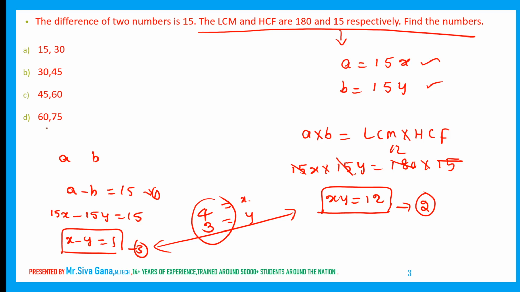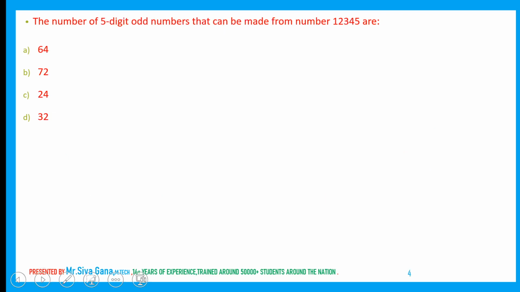60, 45, that was there in the option. That's our numbers: 15x, 15y. So 15 4s are 60, 15 3s are 45. 45, 60 are our numbers. That's it. There are two important properties in the concept of LCM and HCF. This is one among those: the product of the two numbers is equal to the product of their LCM and HCF.